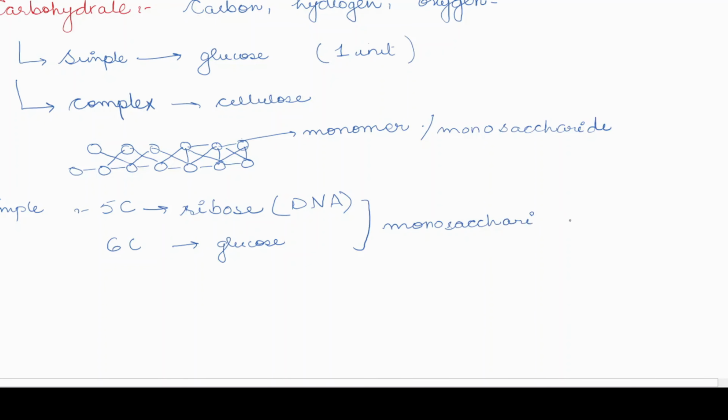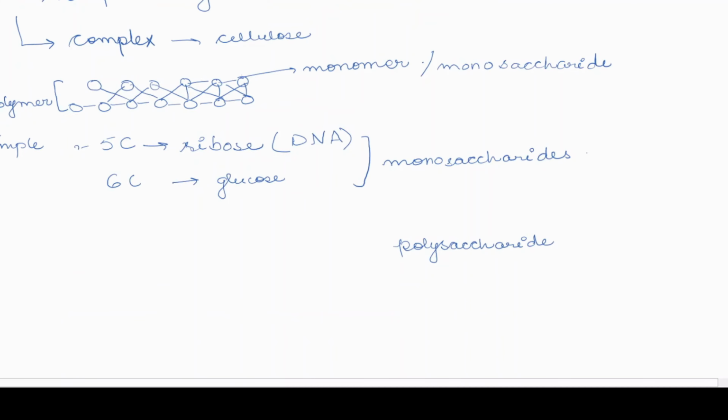So these monosaccharides combine together to make a complex, bigger molecule which is known as polymer. In case of carbohydrate, we call them polysaccharides. Poly means many and saccharide means glucose units or sugar units, many sugar units. I have already given you one example. I'm giving you one more example, that is starch.